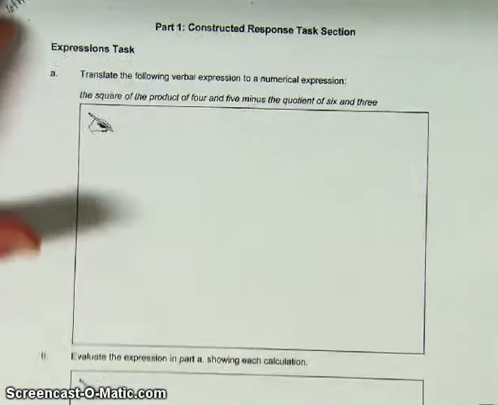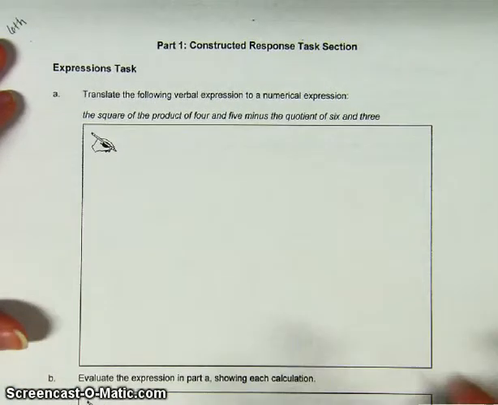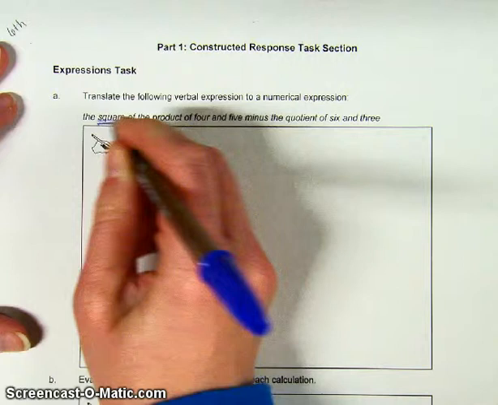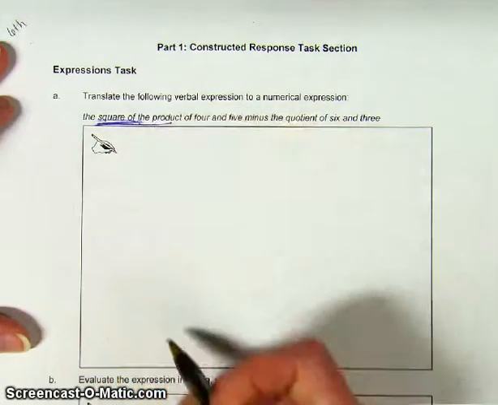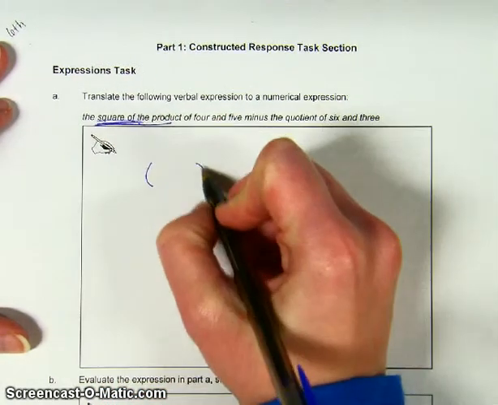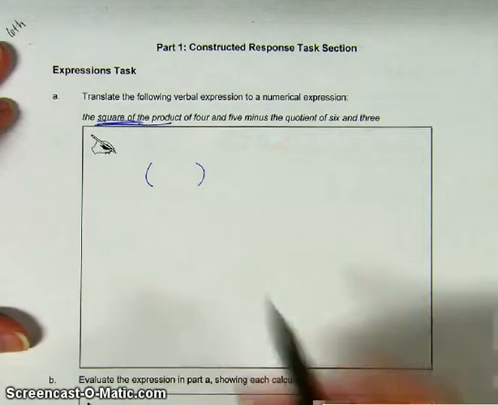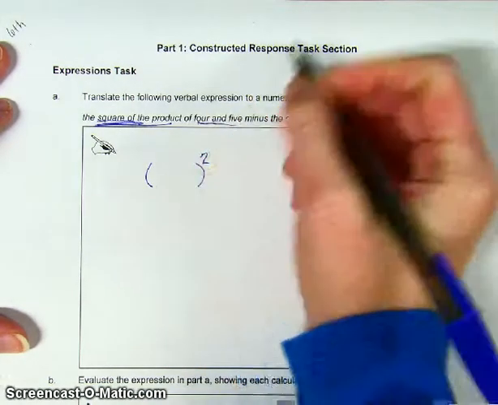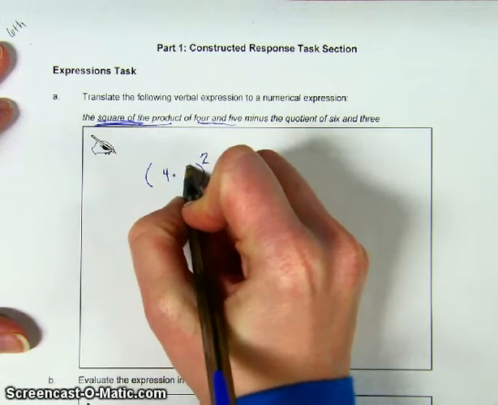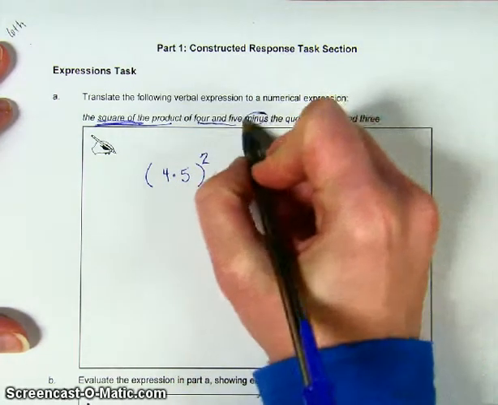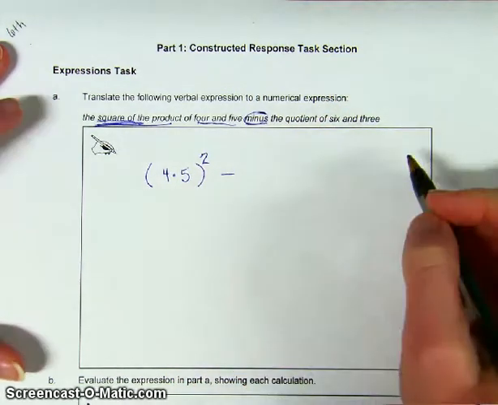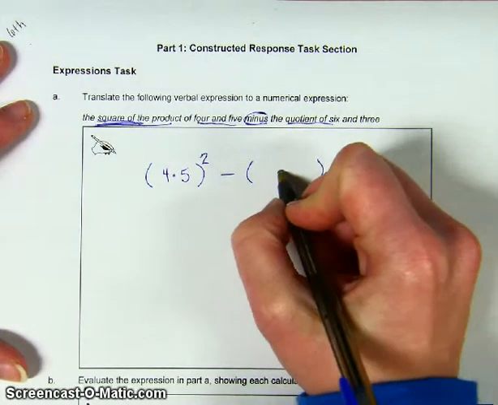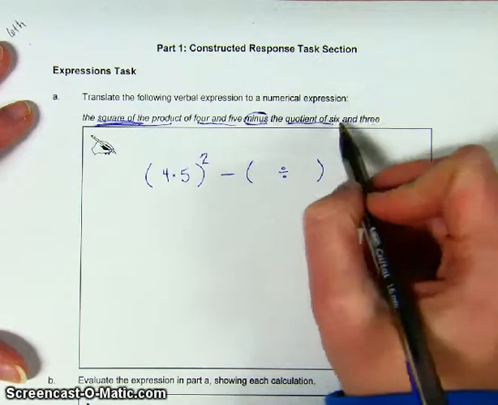Translate the following verbal expression to a numerical expression, the square of the product. Because it says it in that manner, the square of the product, we're going to be putting that product inside parentheses. And the square means it's to the second power. The numbers we'll be multiplying would be 4 and 5. Next word we have is minus, so that's a subtraction. The quotient of, so put that in parentheses and we know the operation will be divide, 6 and 3.